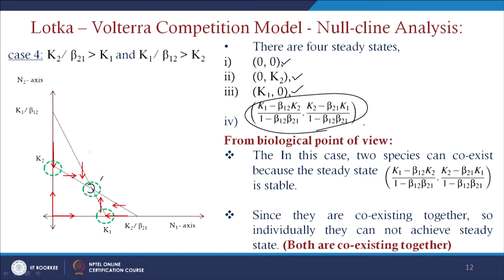If you see above this line, points are pointing towards the n1 axis, and if you see here the points existing below this line, they are also pointing towards this stable point which exists for coexisting of both these population levels. Hence, this represents a stable condition. Since both are coexisting together, individually they cannot achieve a steady state.